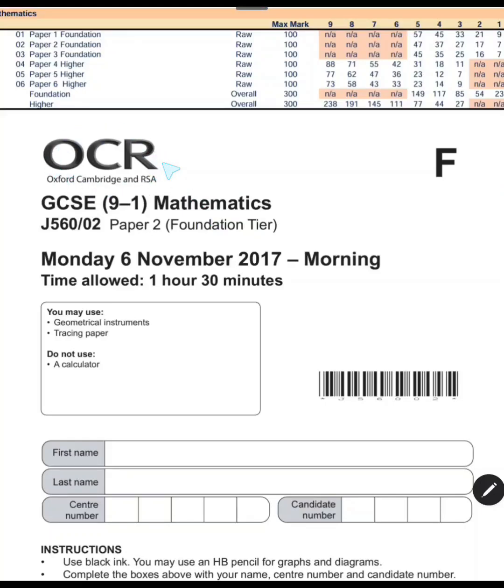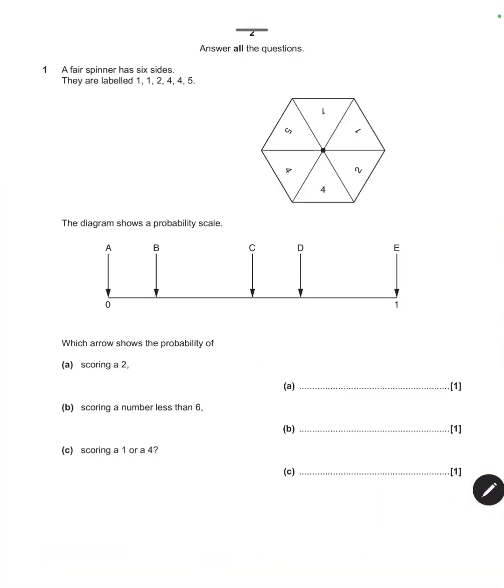Okay, we're doing OCR's paper 2 from November 17. This is a foundation non-calculator paper. And if we have a look at the grade boundaries, we need 47 marks for a 5 and 37 marks for a 4.